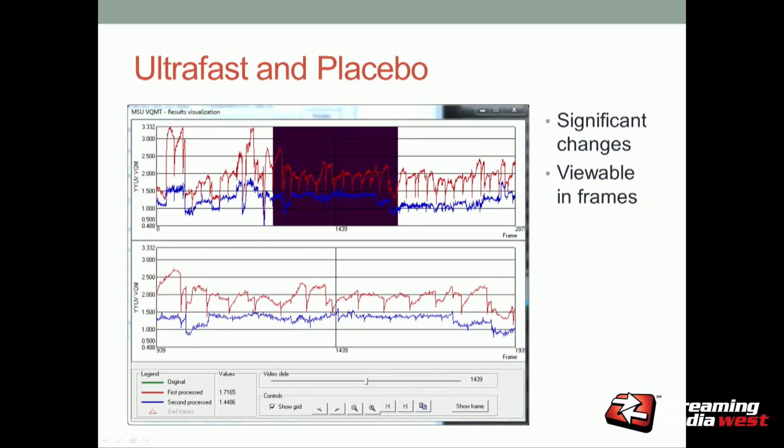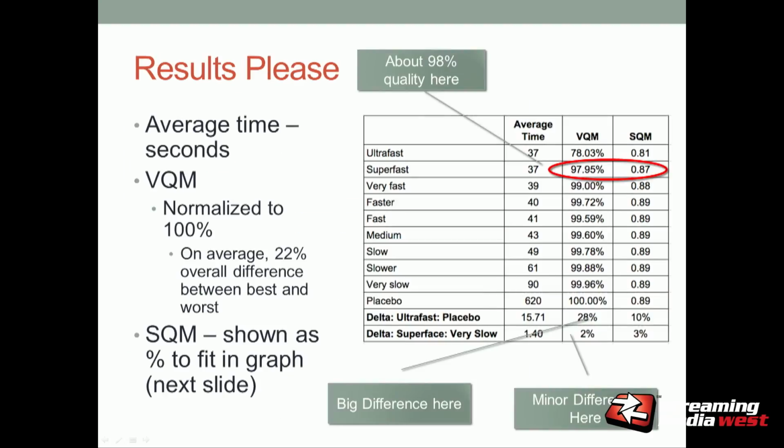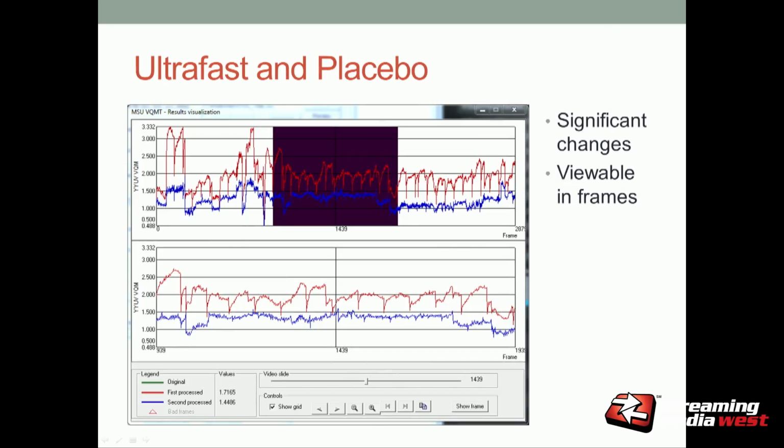So what I'm basically saying is you're getting 98% of the quality with super fast. The difference between ultra fast and placebo is very significant. The difference between super fast and placebo isn't. So this is the difference between ultra fast and placebo.